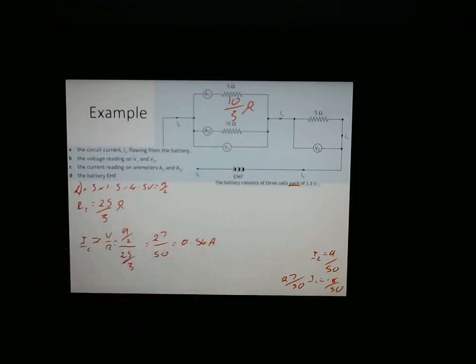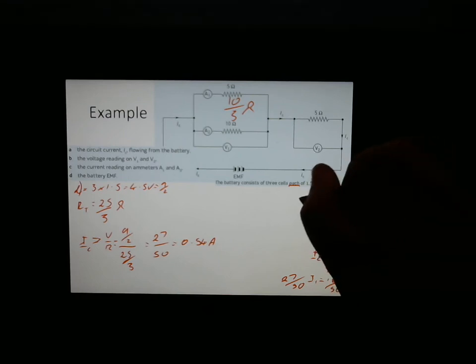You've seen in the last couple of videos where, having worked out the current, we've gone and worked out the voltage being applied to it. I'm going to go the other way this time. So, I know that the current here, we can see IC is equal to 0.54 going through here. We know the resistance, we know the current, we can work out the voltage.